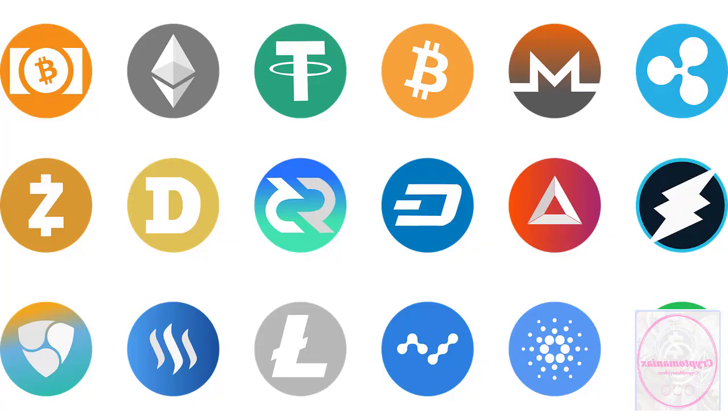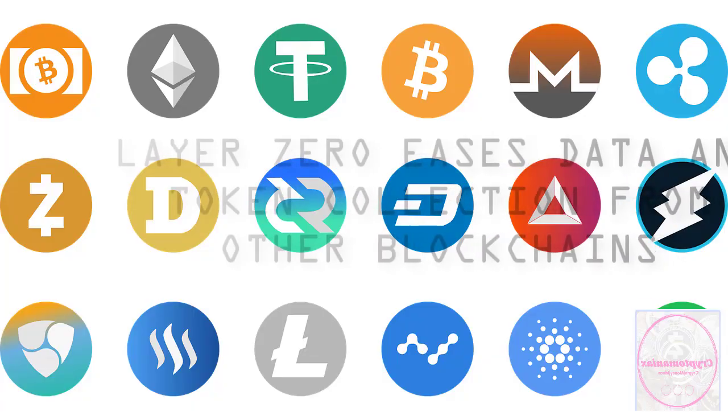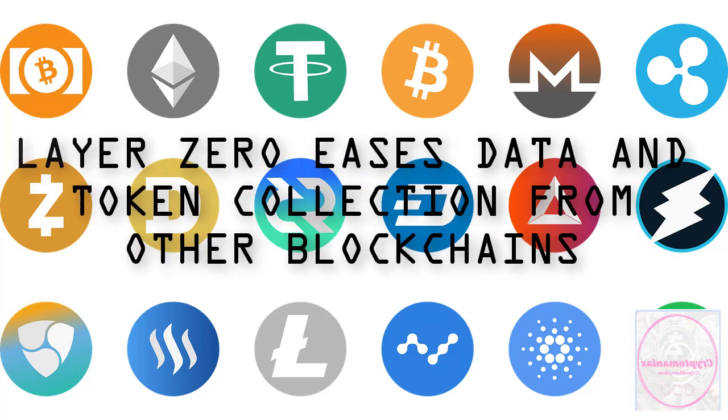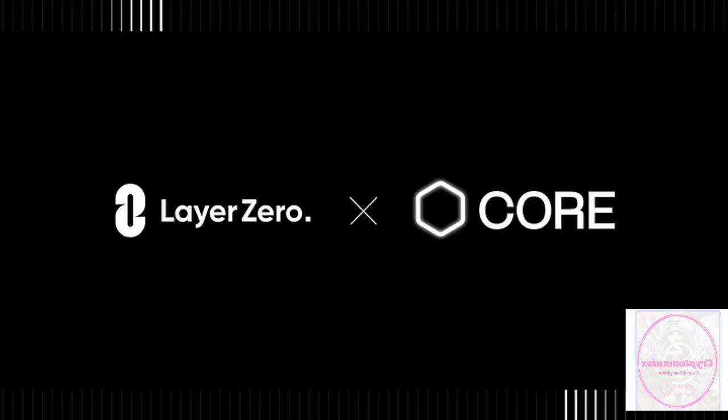And for users, LayerZero makes it easy to collect data and assets from other chains. So for example, you have some data on maybe the Tezos network. LayerZero makes it easy for you as a user to easily collect this data or some other assets from other networks like the Ethereum network or the EOS network, and abstracts away the previously burdensome complexity. So LayerZero just simply simplifies things.